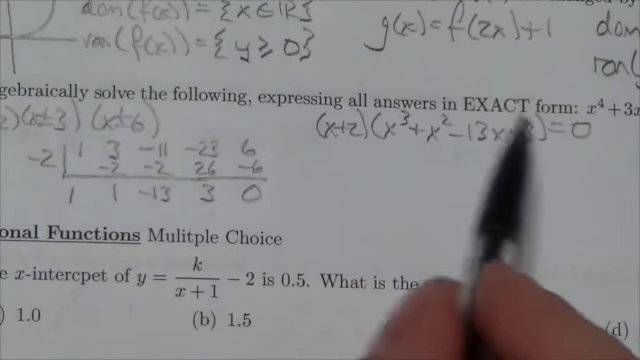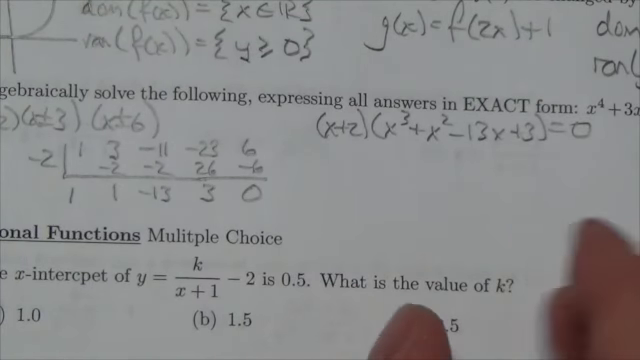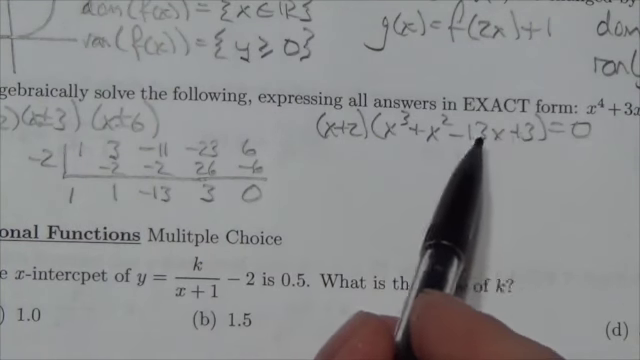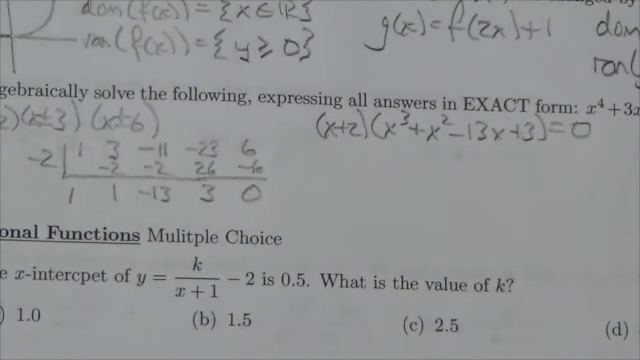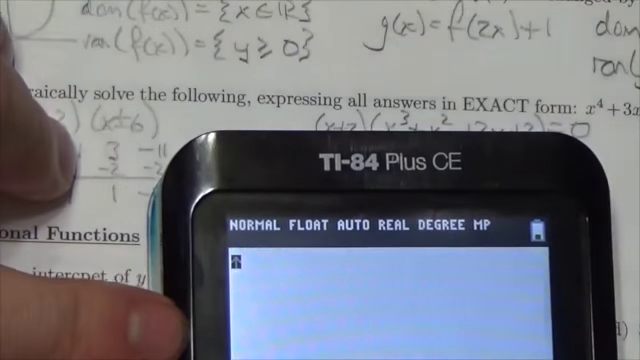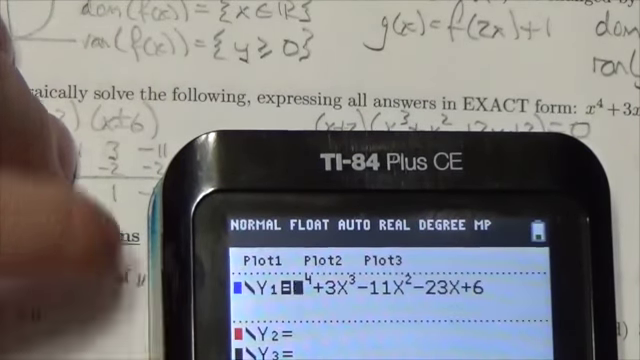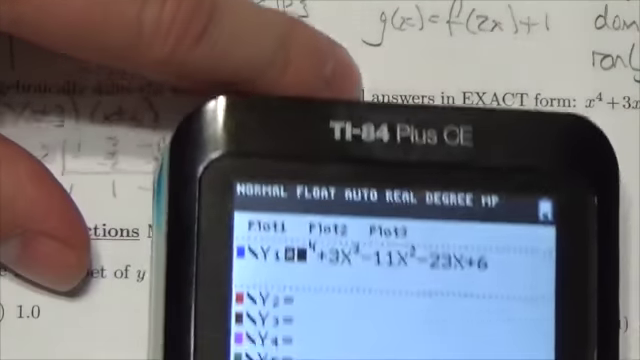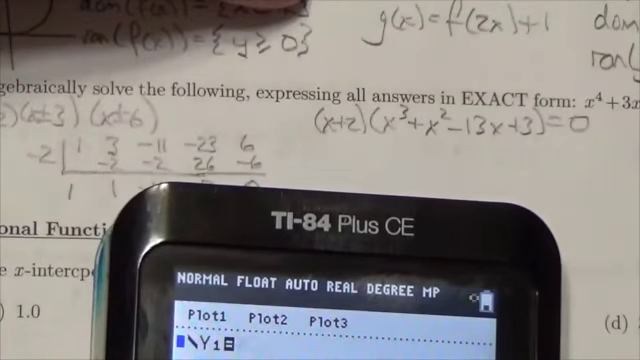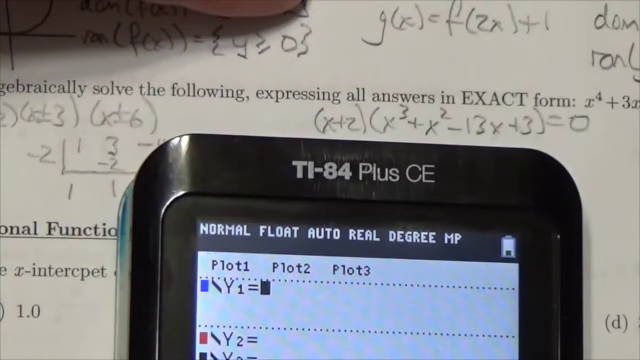Now I would love it if this could be factored really easily, maybe using grouping or whatever, but if you look at those last two terms, it's just not going to happen. So I'm going to start from scratch here again. I'm going to go into my Y equals, and put in this second function. Actually, I've got to take a quick look at it. I'll clear that out, and I'm going to plug in x cubed plus x squared minus 13x plus 3.